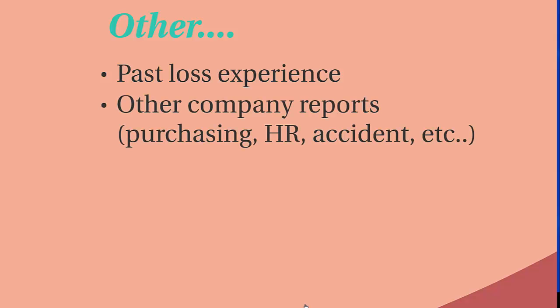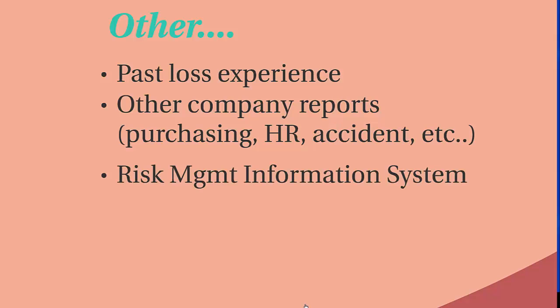Other things to look at to help identify risks are past loss experience. While history doesn't always repeat itself, past losses can often be great indicators of future losses. Additionally, it's important to know that near misses or almost losses should be tracked as well, because oftentimes minor accidents can become major ones. Also, other company reports, like reports from purchasing, obviously, which are an indication of property values, HR, which are an indication of employees and benefits, and accident reports.